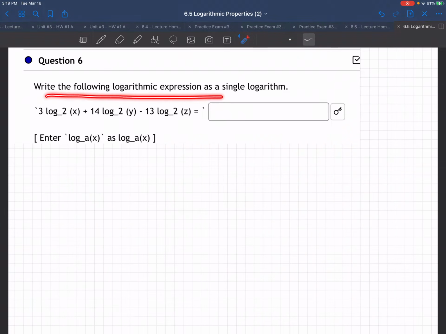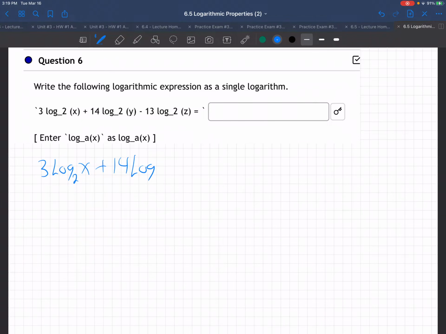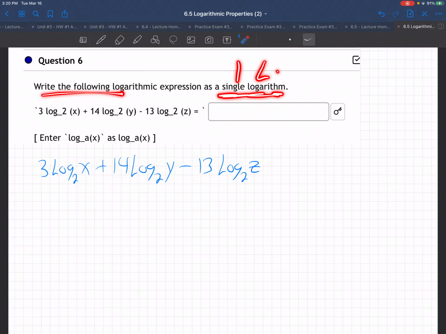Write the following log expression as a single log. Let me write this out a little neater than it's been printed. It's 3 log base 2 of x plus 14 log base 2 of y minus 13 log base 2 of z. So they want me to take this expression and write it as a single log, meaning one log.